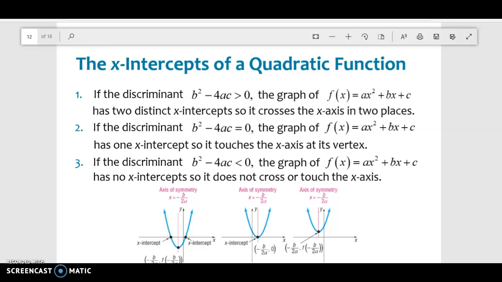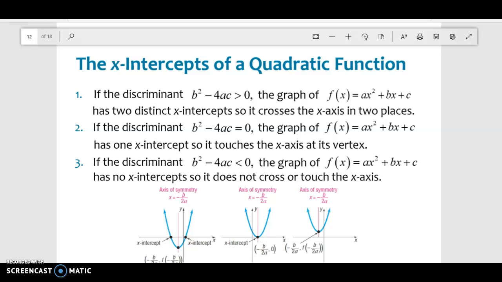We're going to calculate the discriminant, and there's a summary of the discriminant here. Number 1 says if the discriminant is positive, it has 2 x-intercepts. If the discriminant is 0, it has 1 x-intercept. And if the discriminant is negative, it doesn't have any x-intercept. It doesn't touch the x-axis.